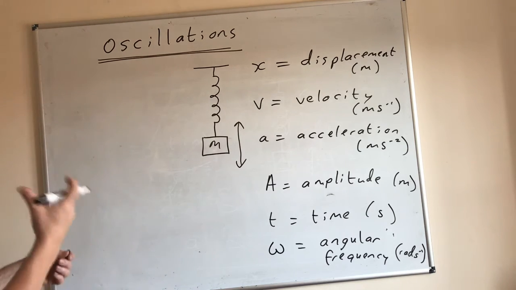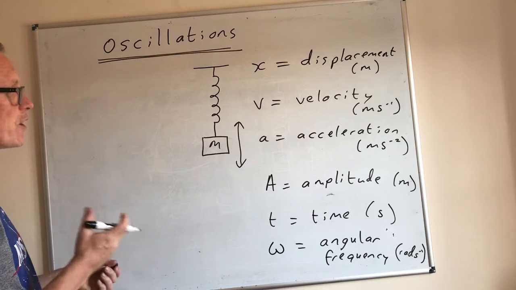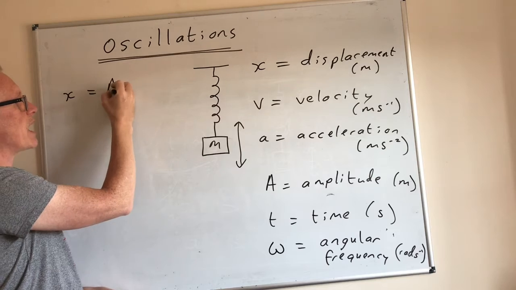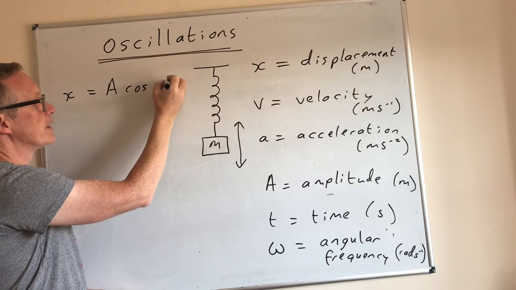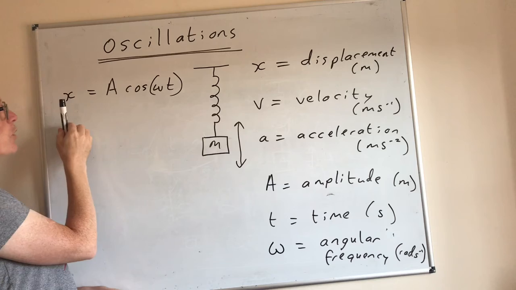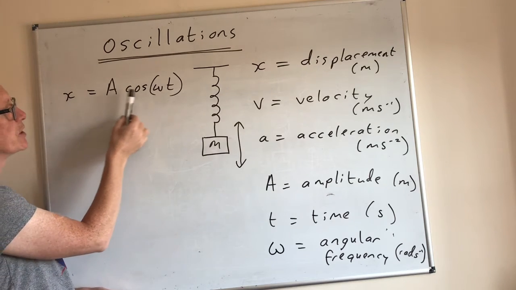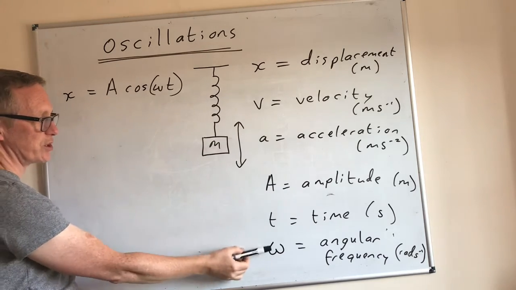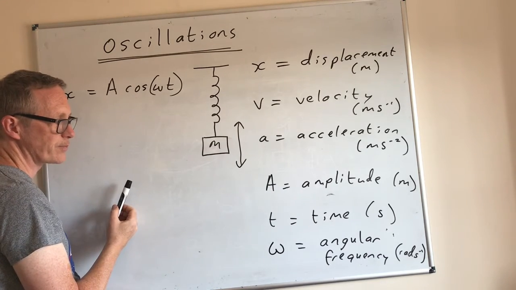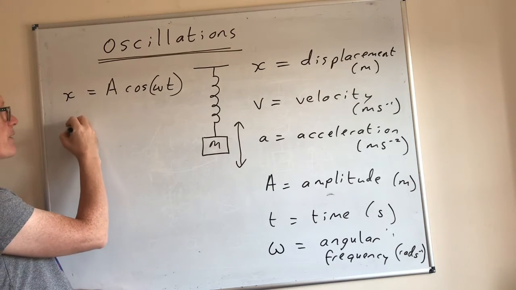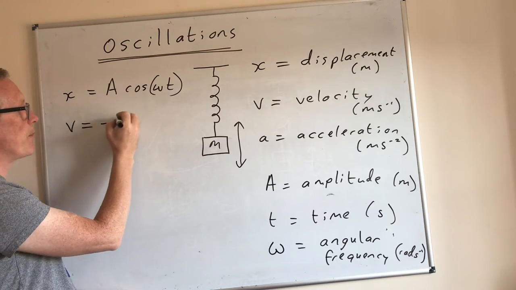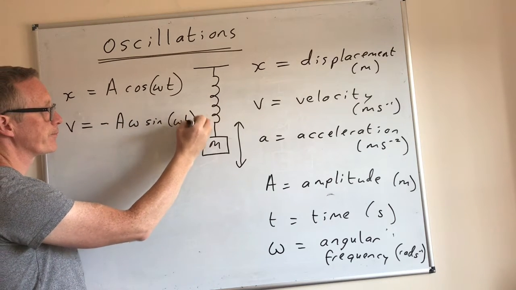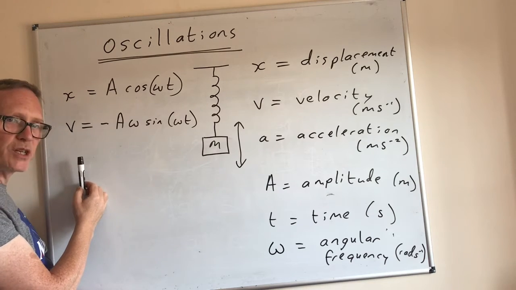Here are some very simple equations that we use for this oscillation. The first one is x equals A cos omega t. So I've got an equation that relates x to the time. A is the amplitude, and omega is the angular frequency, which is a number. Or we could have v equals minus A omega sin omega t. The minus, of course, means it's in the opposite direction.